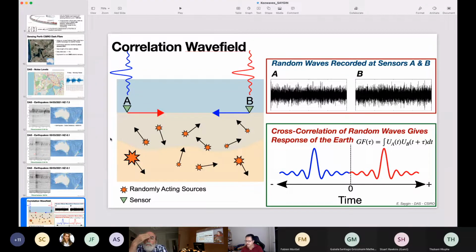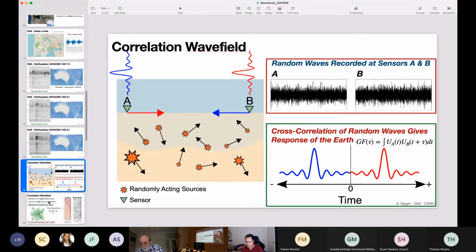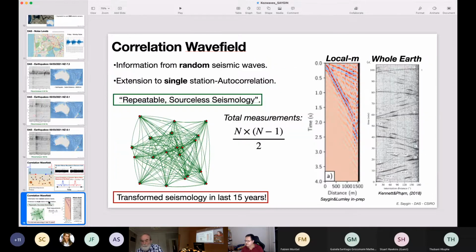So what we used is a framework called correlation wavefield. We take that ambient noise and continuously cross-correlate between pairs of stations or sensors, and from that cross-correlation, we get an equivalent Green's function or impulse response of the Earth, as if we inject a source at one end and listen to the other end, or the other way around. This has been used in seismology in the last 15 years with conventional sensors, and I can say it has completely transformed seismology, because we don't have to rely on earthquakes anymore.